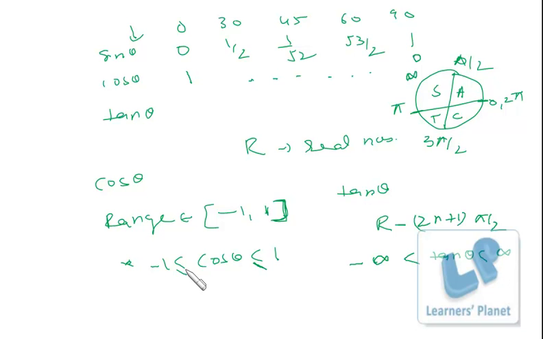So the things we discussed here: sin theta, domain is R, range is minus 1 to 1. Cos theta, domain is R, that is real numbers, and range is minus 1 to 1. Tan theta, domain is R minus (2n plus 1) pi by 2 and range is minus infinity to infinity. That means tan theta can take any value from the set of real numbers. So this is really important, just note it down.